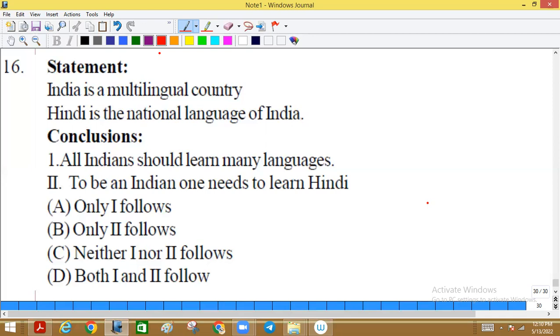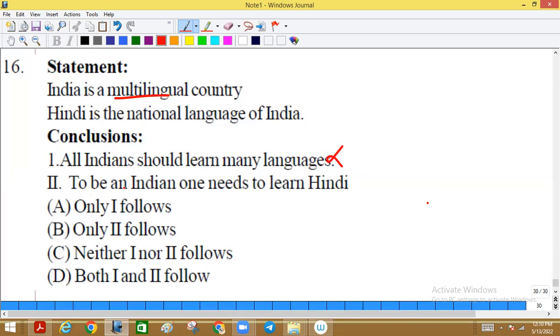Now tell me, India is a multilingual country. India has many languages. Multilingual, you can say whatever you want. Hindi is the national language of India. Now come to conclusion one: all Indians should learn many languages. Yes or no? Why? He says that India is a multilingual country. It doesn't mean that he's saying to learn or not to learn. He says that India has many languages. That's it. So all Indians should learn many languages.